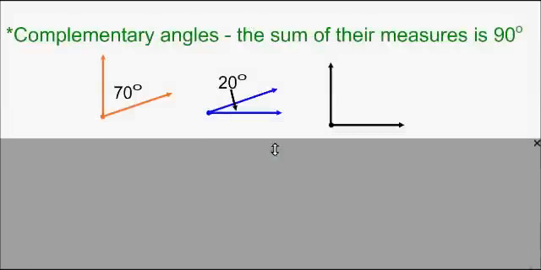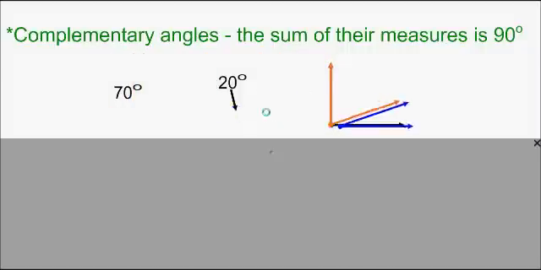Okay. Complementary angles add up to 90 degrees. So here I have a 70-degree angle and a 20-degree angle. And if I take these over here, this is a 90-degree angle. It's our right angle. And they fill that perfectly. So I can rearrange them into a 90-degree angle.